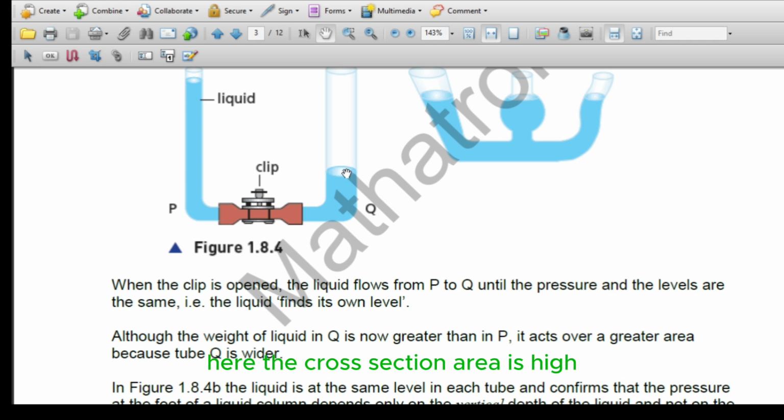Here the cross section area is high, so the pressure will be low in this case. Even though this mass or volume is high, even then this pressure is low because of the cross sectional area.